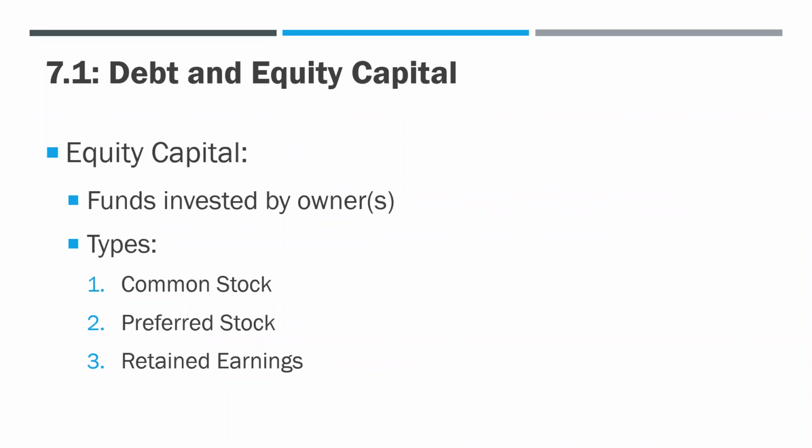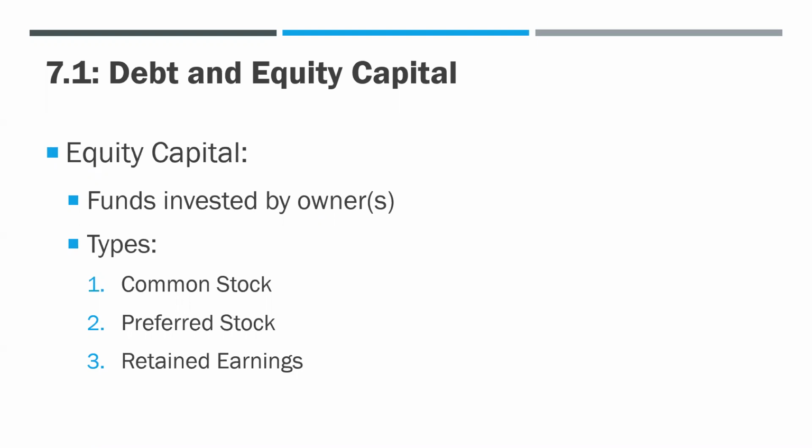So debt capital is one form of capital type. Another is equity capital, and that's the funds that are invested by the owners and come in the form of the equity section of your balance sheet. So the account types there being your common stock, which every corporation will have. Preferred stock, not every corporation will have that.